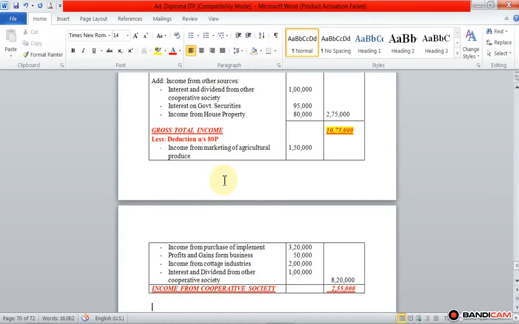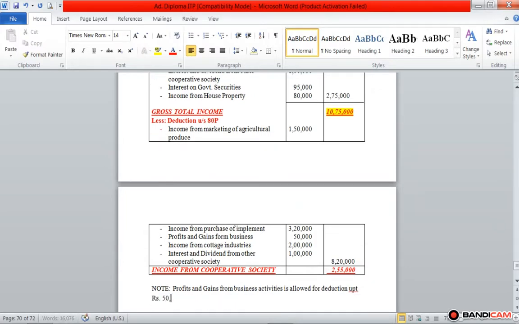Then profit and gains from business. Note here that profits and gains from other business activities are allowed for deduction up to a maximum of rupees 50,000. Got it? Maximum rupees 50,000.